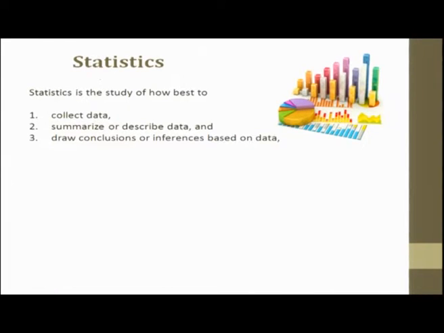So what is statistics? Statistics is the study of how best to, number one, collect the data. What is the way to collect data? From where is the data obtained? Is the data obtained from the primary source, or is the data obtained from some handbook? The data can be of 2 types here. The data can be primary or secondary.